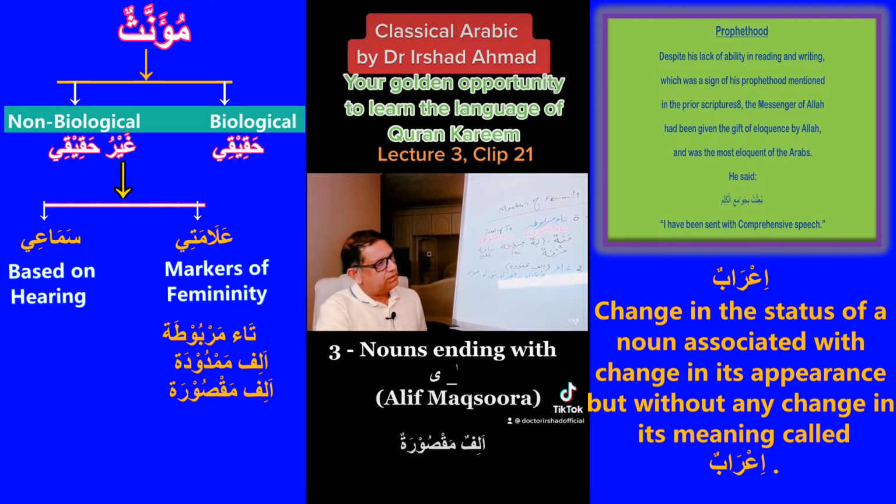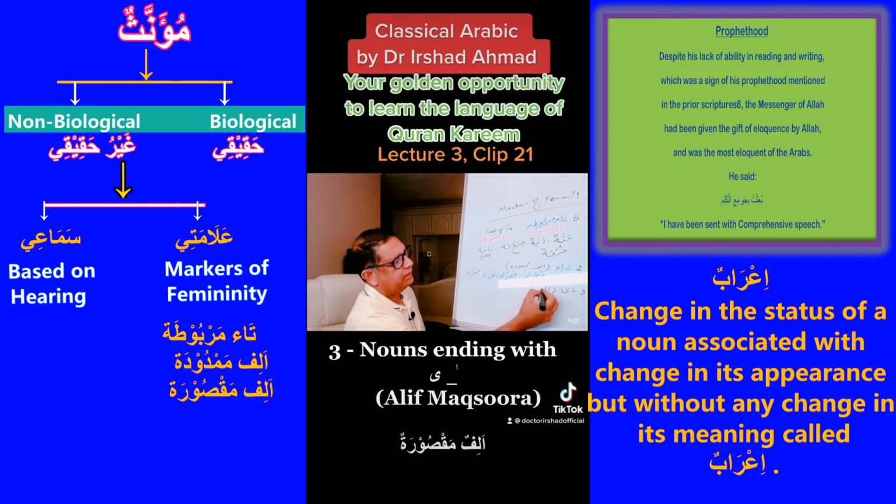So those nouns which end with this marker, there is long alif and then ya. This is basically long fatha and then ya. So this is called alif maksura. It's a kind of alif rather than fatha.